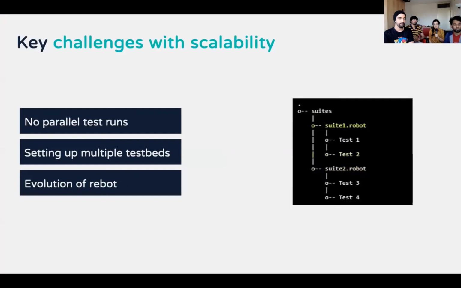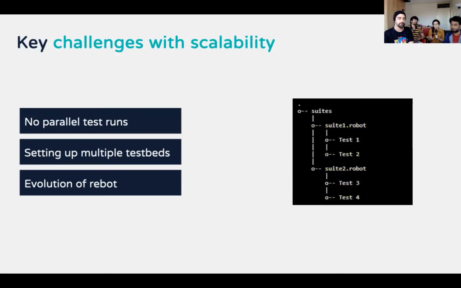Next, let's talk about scalability. It is no questions asked a very important thing for any software solution to be scalable. But when we analyzed Robot Framework scalability, we identified a few key challenges. The first is that right now there is no provision to run tests in parallel, and they are executed sequentially. There have been efforts to parallelize the test runs, but they ran into some issues and had to roll back those changes. So right now it's an open issue.